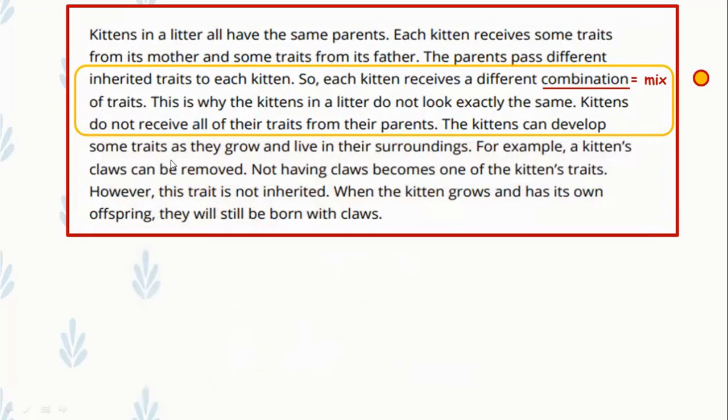The kittens can develop some traits as they grow and live in their surroundings. Let's take an example over here. For example, a kitten's clothes can be removed, or not having clothes becomes one of the kitten's traits. However, this trait is not inherited, okay? The removed clothes is not passed from the parent to the baby. When the kitten grows and has its own offspring, they will still be born with clothes.